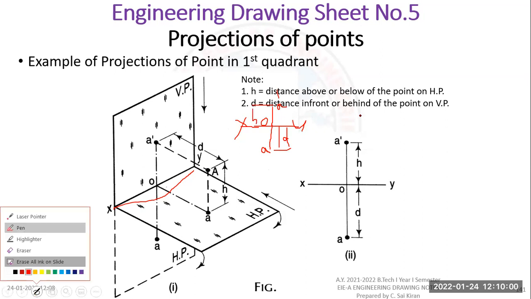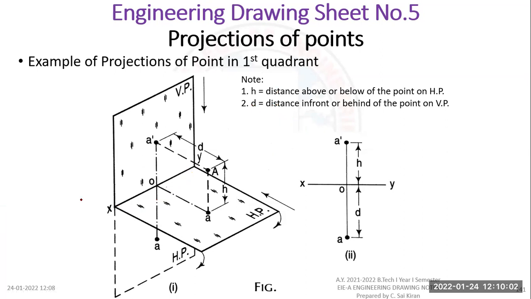H is nothing but the distance above or below the point, the HP. So this is above, h. And D is nothing but in front of or behind. This is in front, this is behind. So in front, it is at a distance of D distance. So this D is positive here. So here H and D are positive.